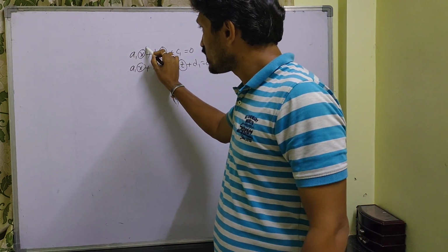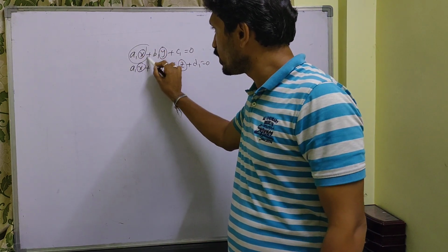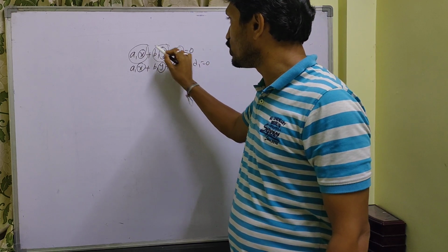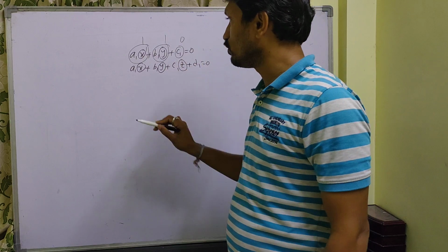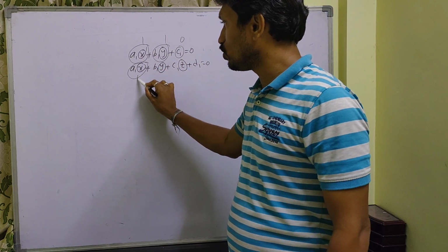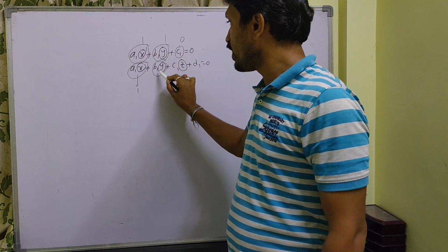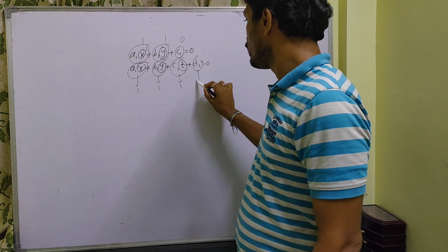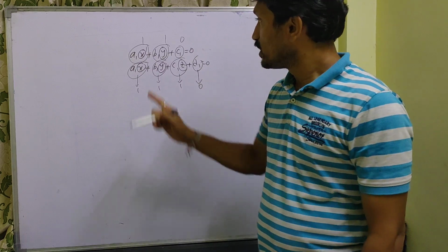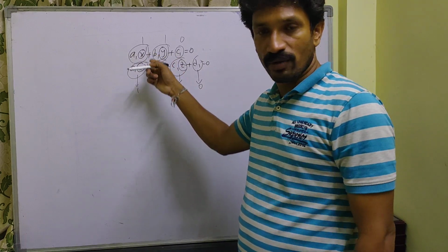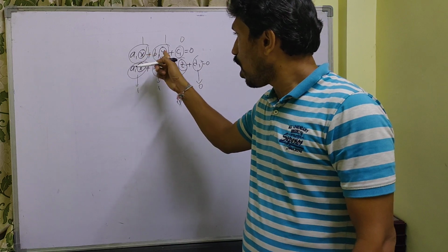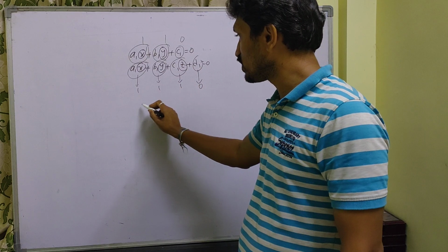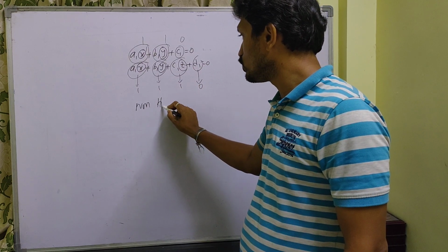Here the degree of x is 1, so this term's degree is 1. This term's degree is also 1. But the constant's degree is 0. Here also you observe a1x, degree is 1, b1y, degree is 1, c1z, degree is 1, d1, constant, degree is 0. In these two types, in two variables and three variables, all terms' degrees are not equal. So equations like these are called non-homogeneous equations.